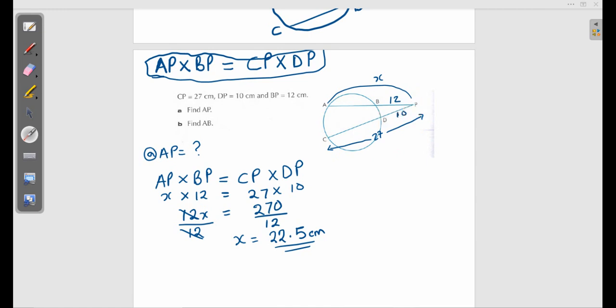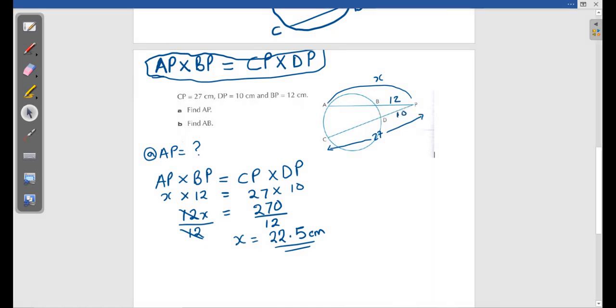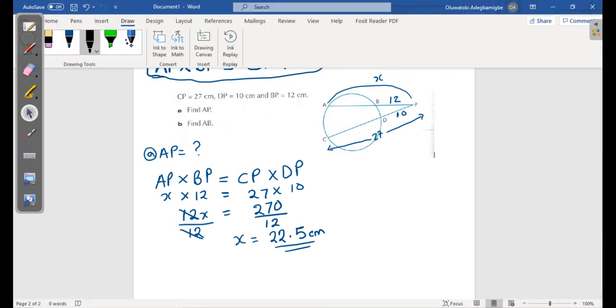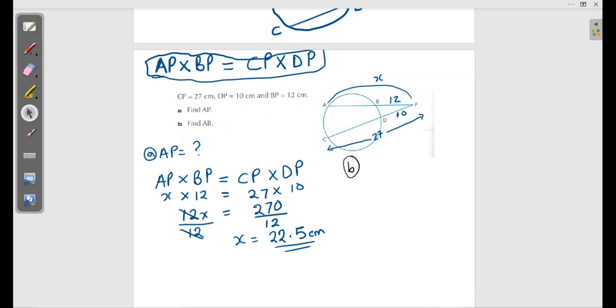Now let's try the B part of the question. B says we should find AB. So we're looking for this. That's really easy. AB plus 12 will be equal to x, and x is 22.5. So AB will be 22.5 minus 12. AB is then equal to 10.5 cm.